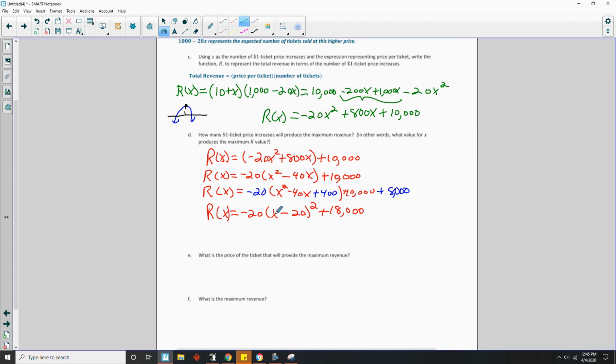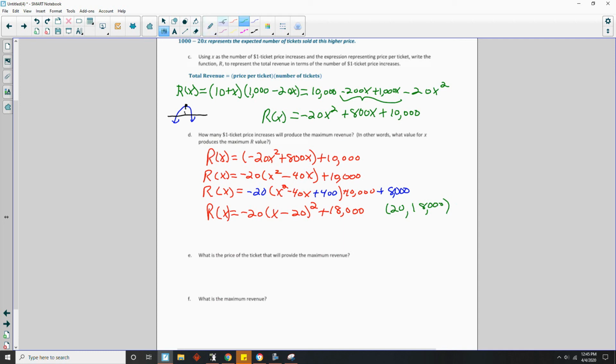So the vertex is, remember, x minus h, so h is 20, plus k. K is 18,000. What does that mean in the context of this problem? If you increase the price $20, you increase the number of people in the seats, $18,000. Okay, so using the factors, set the equation equal to 0 to find the zeros of the function.